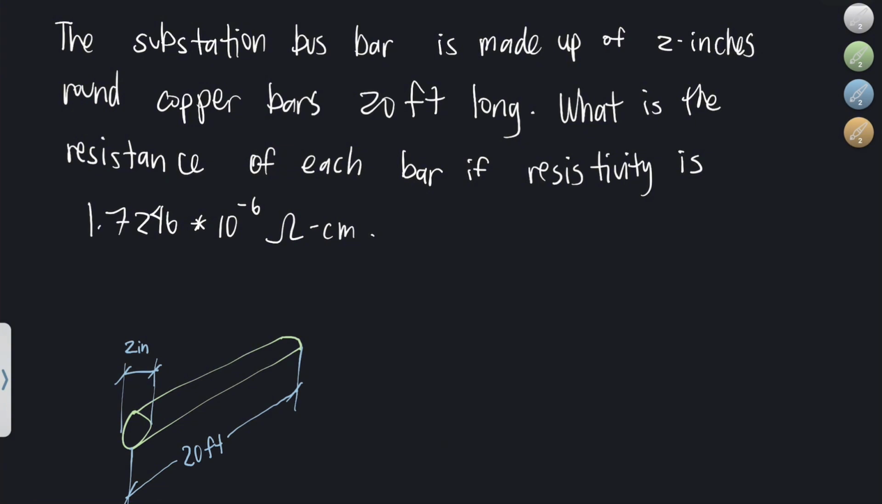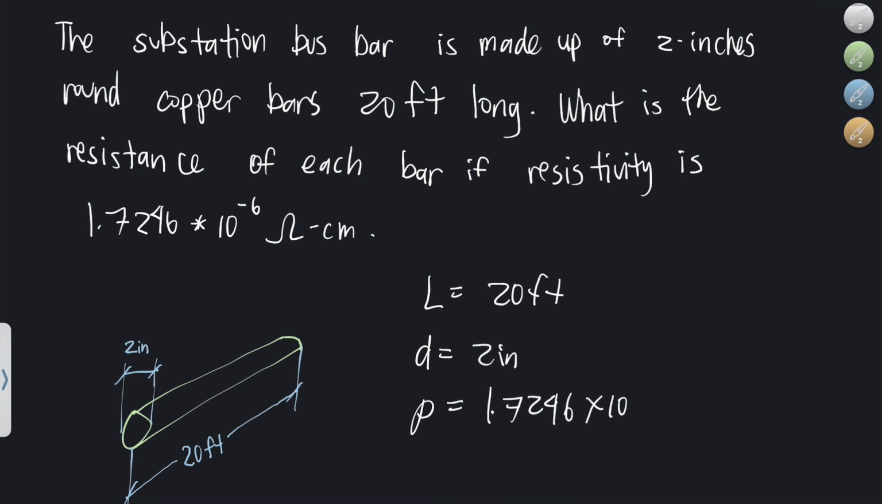So we have a diagram here. The length of the bus bar is 20 feet long. Its diameter is 2 inches and resistivity is 1.7246 times 10 raised to negative 6 ohm centimeter.